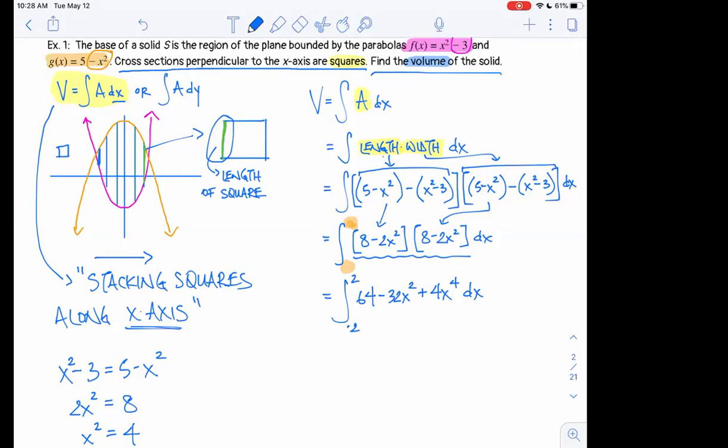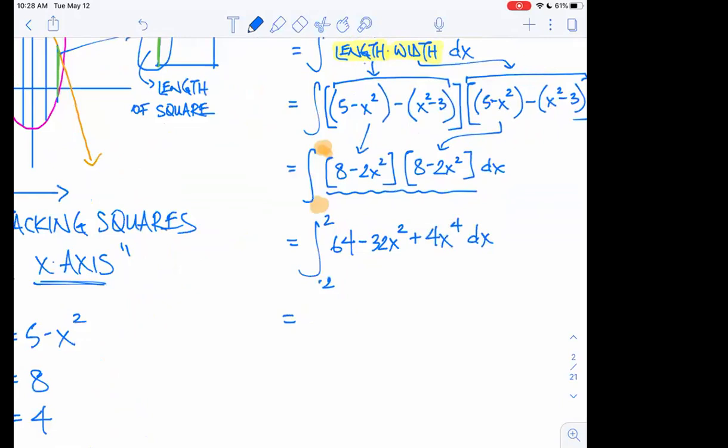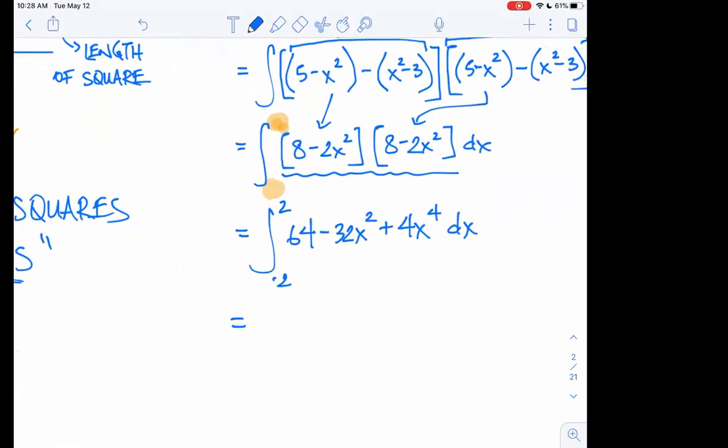I prefer to solve. Okay, let's do it then. So I'm going to go ahead and take the antiderivative of each one. So I don't need my integral symbol anymore, okay? The integral of 64 is going to be 64x minus 32 over 3 x cubed plus 4 over 5 x to the 5th. And then I'm going to draw the line and put a 2 and a negative 2.